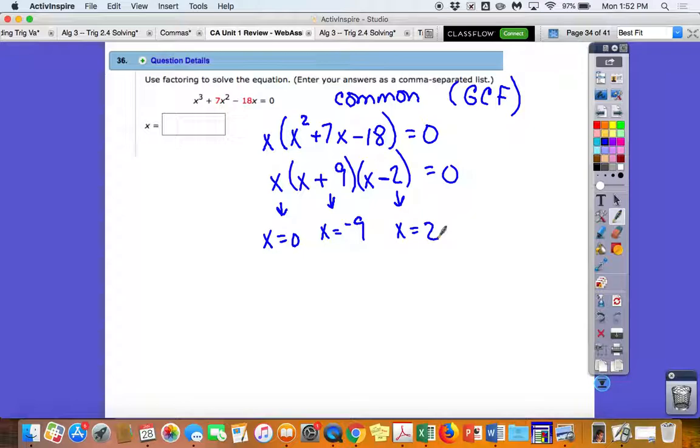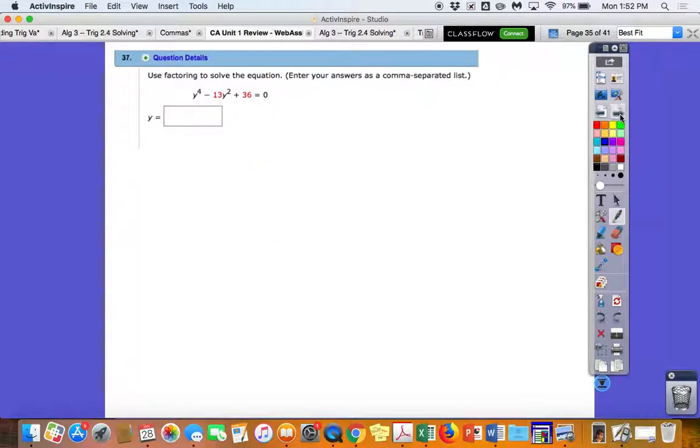But don't forget your 0. So when you type it in, you've got to have all 3 of them. Now, it doesn't matter what order, but you do have to have 3. The biggest power tells you how many answers you're going to have. Okay, so like when I look at this one, I see y to the 4th. I know I'm going to have to type 4 answers.